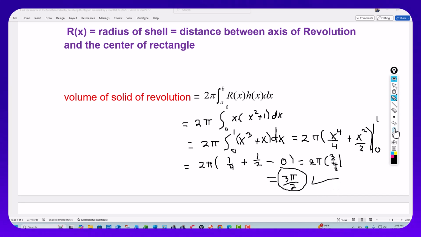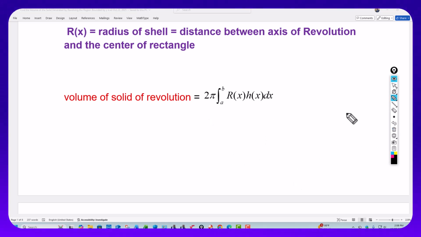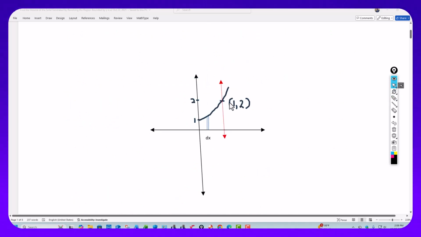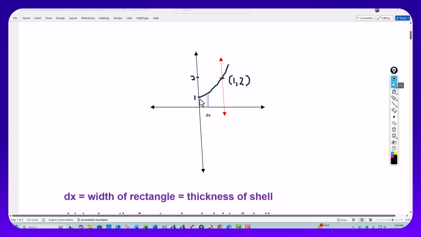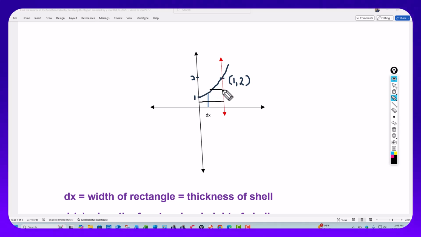And notice, we didn't have too many steps there using the shell method. If you want to use the disk method, like I mentioned, you'd have to go this way. For the disk method, the rectangle has to be perpendicular to the axis of revolution, which is the y-axis here. So you'd have to do this. So the rectangle would have to go like this on the region from 0 to 1 here. And from 1 to 2, it would have to go like this.